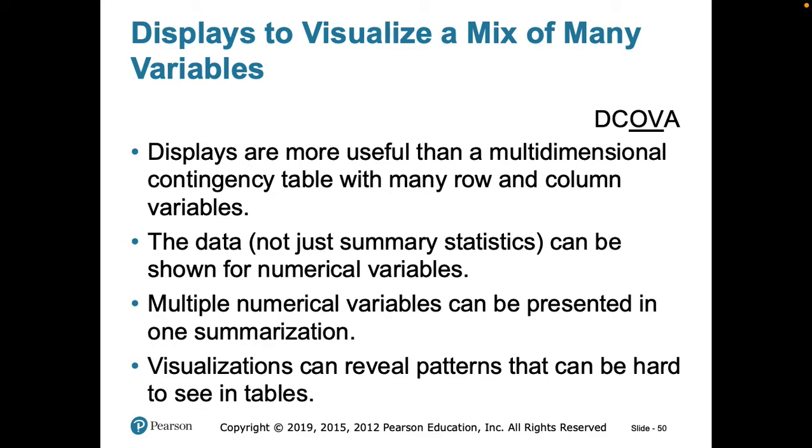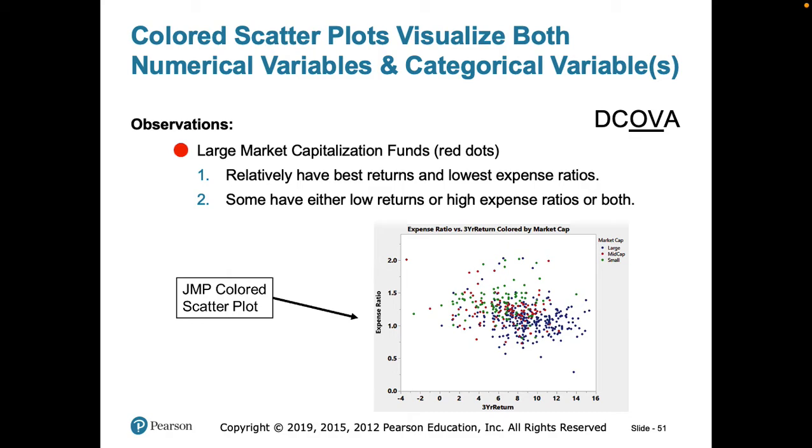So the data, not just summary statistics, can be shown for numerical variables, and multiple numerical variables can be represented in one summarization. And finally, visualizations can reveal patterns that can be hard to see in tables. So this is what we mean here. We have a color scatter plot. We visualize both numerical variables and categorical variables. In this case, the red represents large market capitalization funds. And one, they can relatively have the best return and lowest expense ratios. And two, some have either low returns or high expense ratios or both.